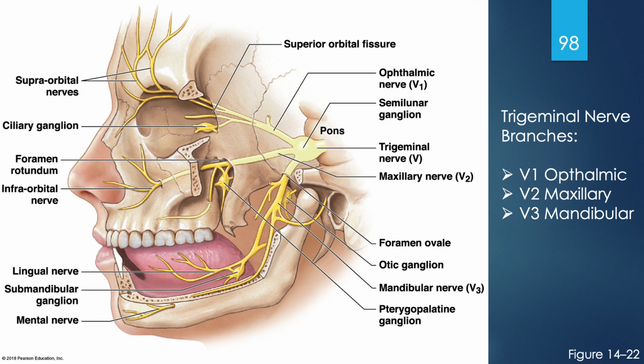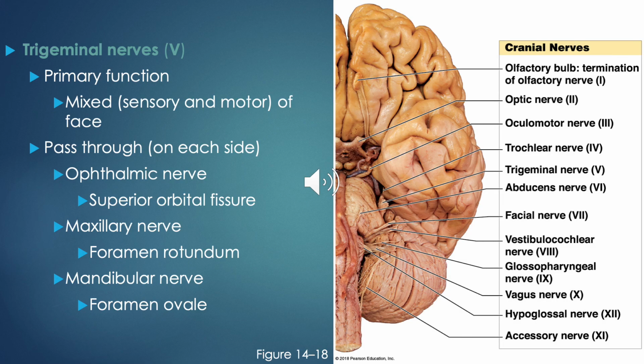So the ophthalmic branch is going towards the eye. The maxillary branch is going towards the cheekbone, and the mandibular is going down along the jaw. So the trigeminal nerves are cranial nerve 5, and they have a primary function that is mixed. So it's both sensory and motor of the face.